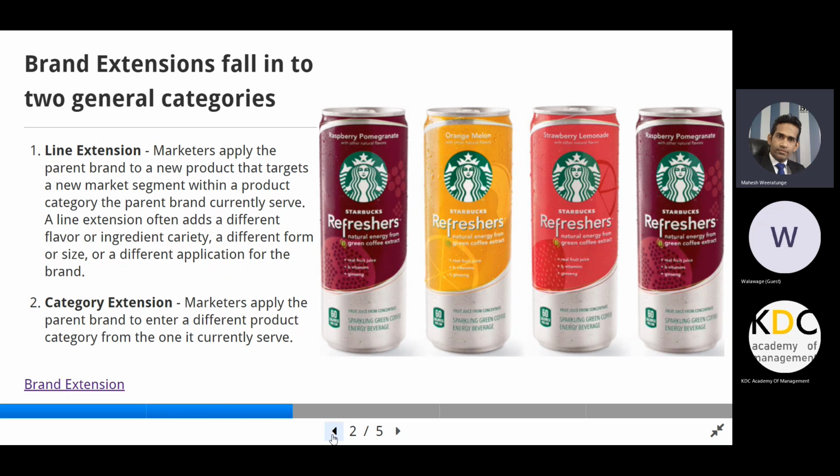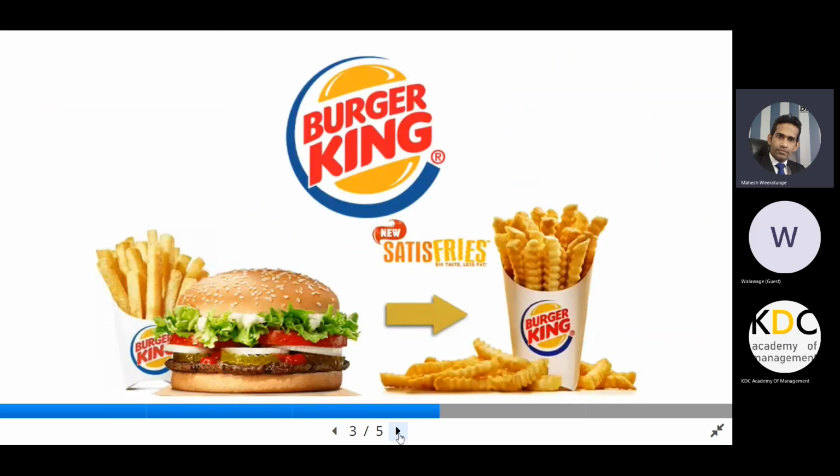That is identified as the line extension. And the category extension, in that sense, means we are taking our parent brand into a completely different category. Now, our parent brand, Burger King, is burgers, but French fries is a different product category. So Burger King is taking that brand into a different product category. The very best example I can give is 3M.